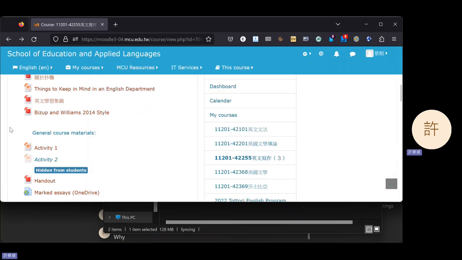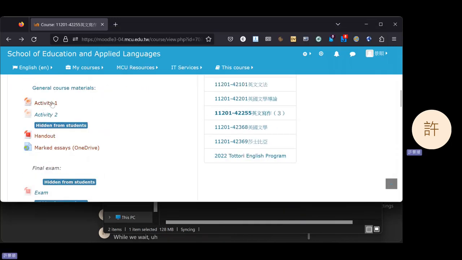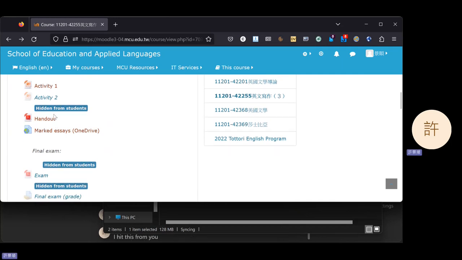While we wait. So this is activity one. We just did this. This is activity two. You can't see this. I hid this from you. This is the handout. I will pass out the handout later. If you forget to bring your handout, this is the PDF file. Next, this is a OneDrive folder.